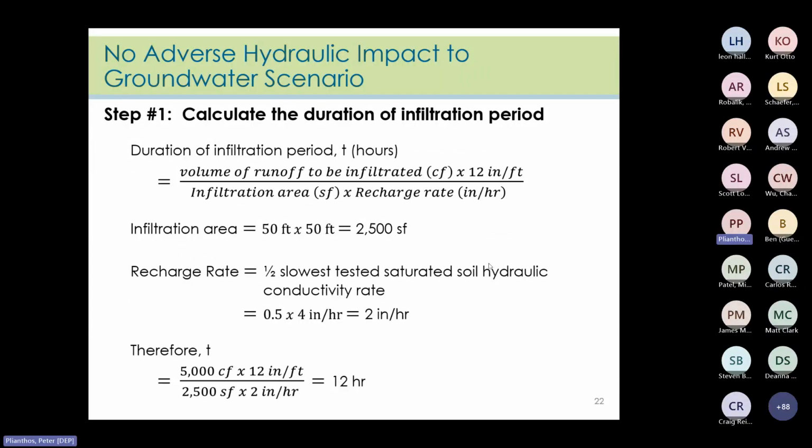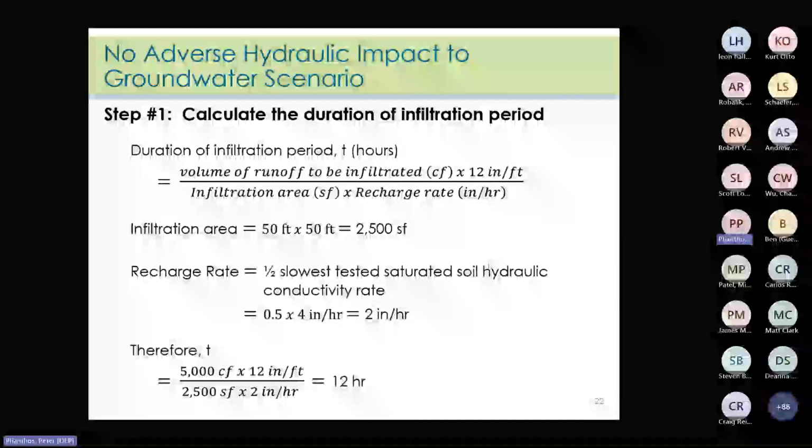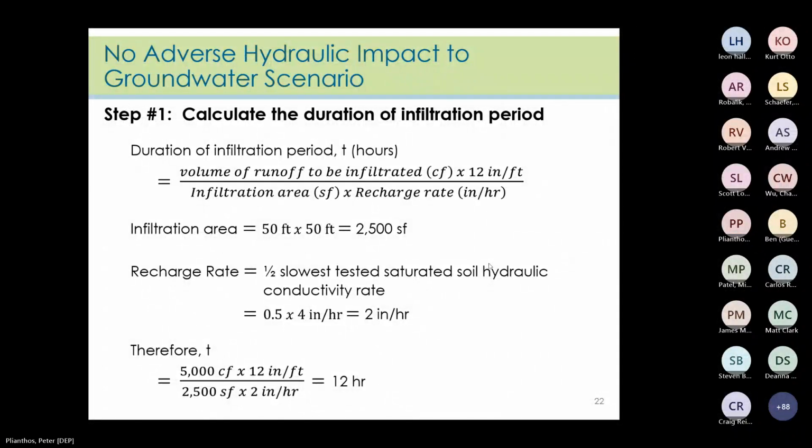Okay, let's start with some basic calculations. Typically, the soil testing provides results in inches per hour, so the value for T would also use hours as the unit of measure. For the duration of infiltration period, we divide the volume of runoff to be infiltrated by the product of the infiltration area and the recharge rate. Also, remember that the recharge rate is 1/2 of the slowest tested saturated soil hydraulic conductivity rate from soil testing. Therefore, the duration of infiltration period is calculated to be 12 hours.